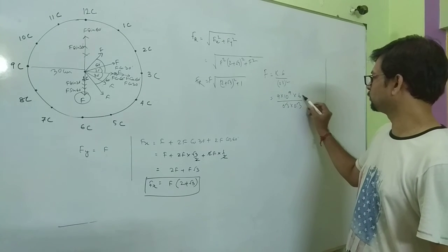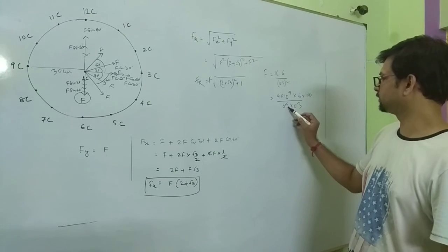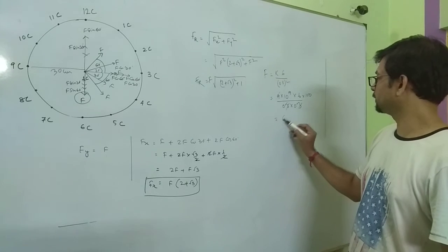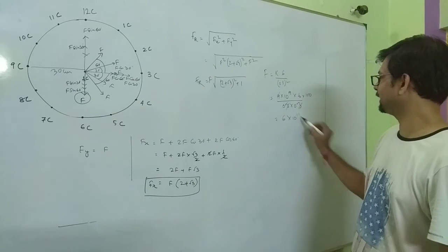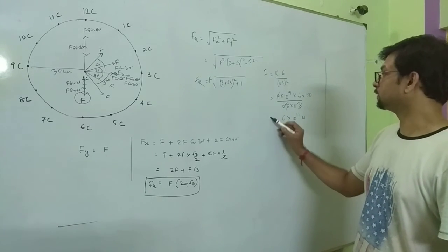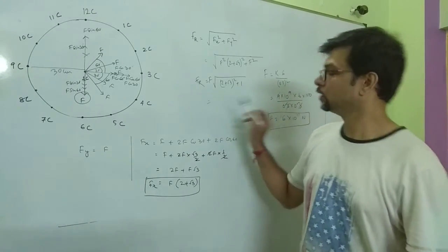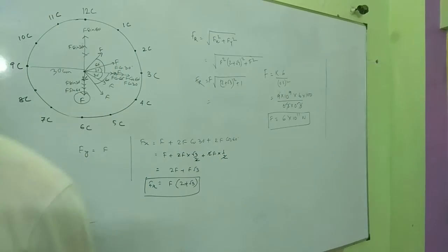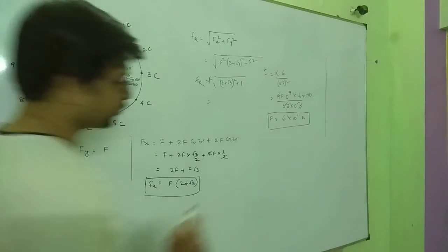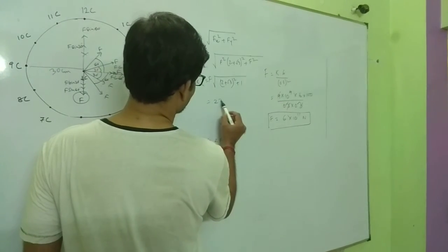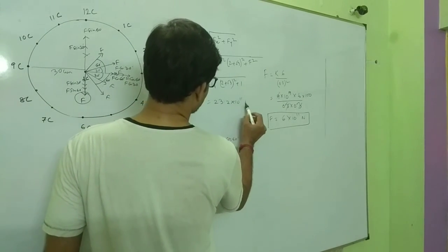If you remove the decimal, it will be 100. So 3 3s are 9, 9 cancel out. So it will be 6 into 10 to the power 11 Newton. If you put this value here and calculate, finally the answer will be 23.2 into 10 to the power 11. So the final answer will be 23.2 into 10 to the power 11 Newton.